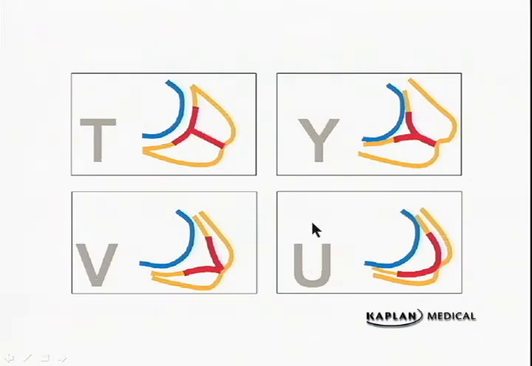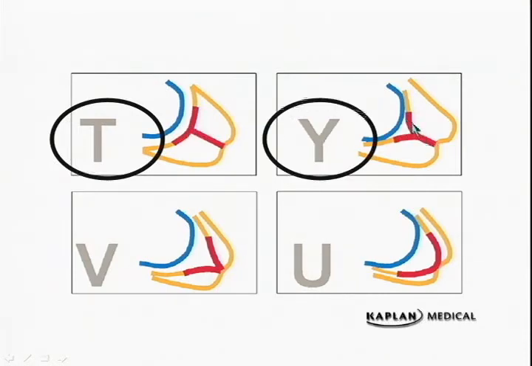This is an artist's diagram of what happens to the cervix during effacement. This is the internal os, this is the external os, and you notice there's a T shape. The next thing that happens is the internal os starts funneling, and here you can see a Y shape. As the effacement goes further, it becomes a V shape, and the cervix has hardly any length anymore.